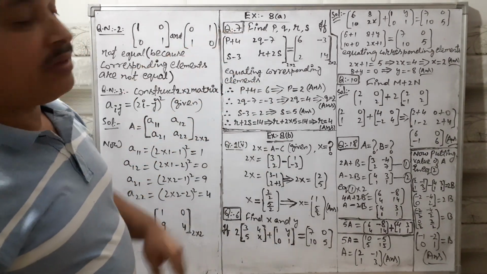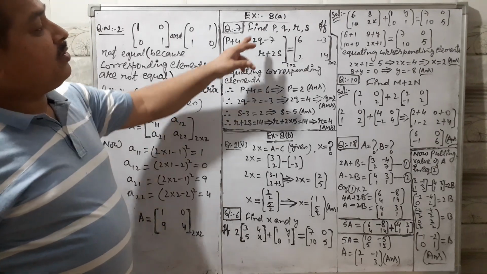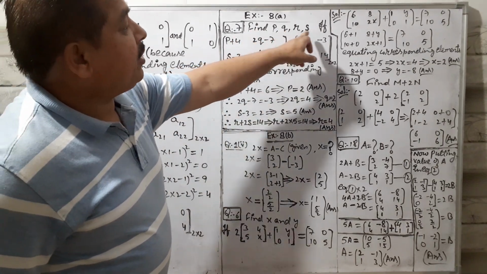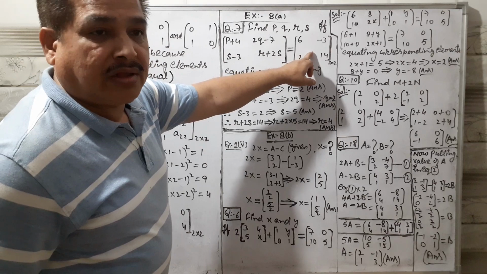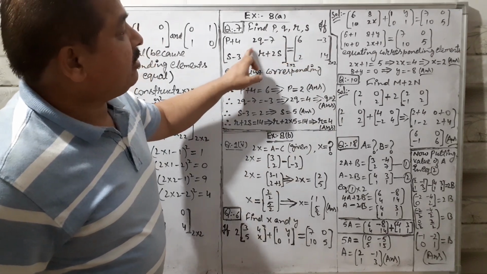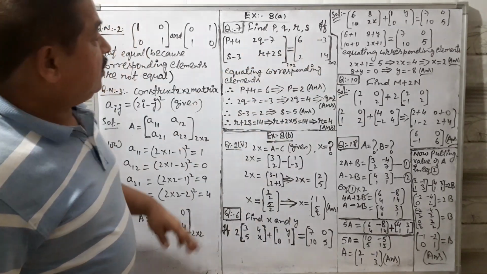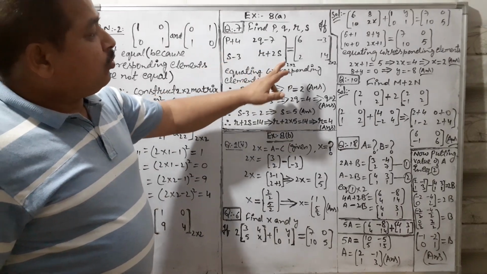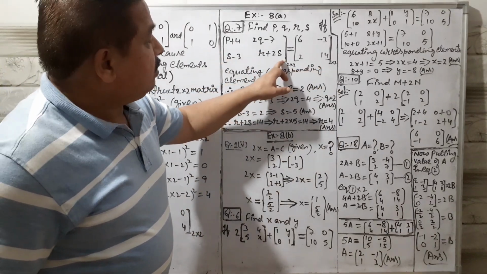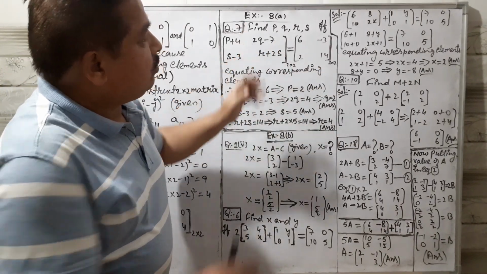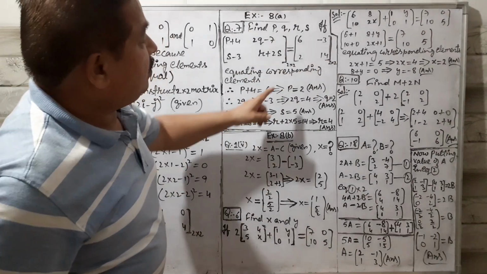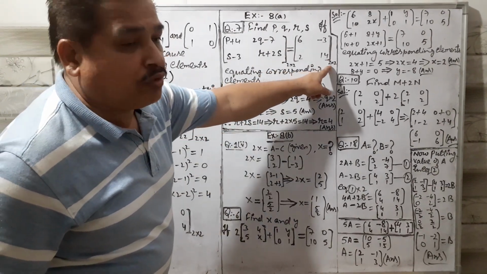Now see the question number 7. Question number 7, find the value of P, Q, R, S. This relation is given in the question. This matrix is equal to that matrix. Both the matrices are of the same order. 2 rows, 2 columns, 2 by 2 matrix. This is also 2 by 2.